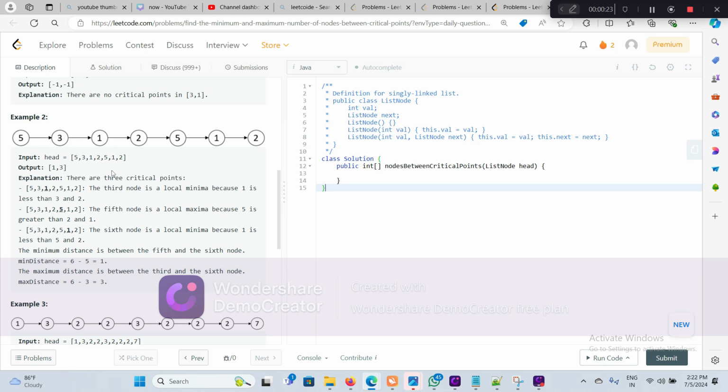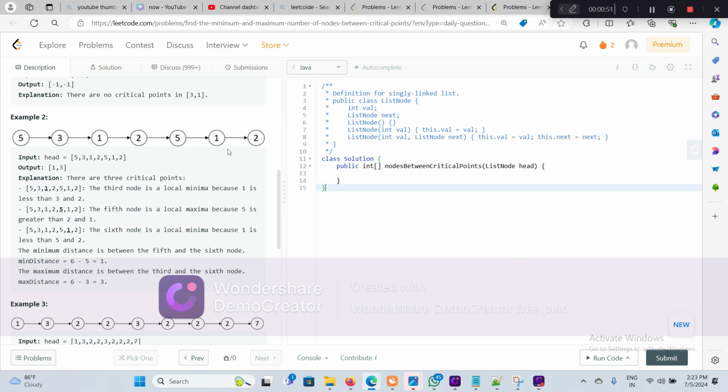So in this list you can see 1. Okay, look at this node 1. This guy is a critical point because it is smaller than the left side 3 and it is smaller than the right side, which is 2. So this is a critical point. Now go ahead, this guy is not a critical point because it is smaller than the right side and greater than 1, so it's not a critical point. But see 5, this node is a critical point because it's greater than the left and right side.